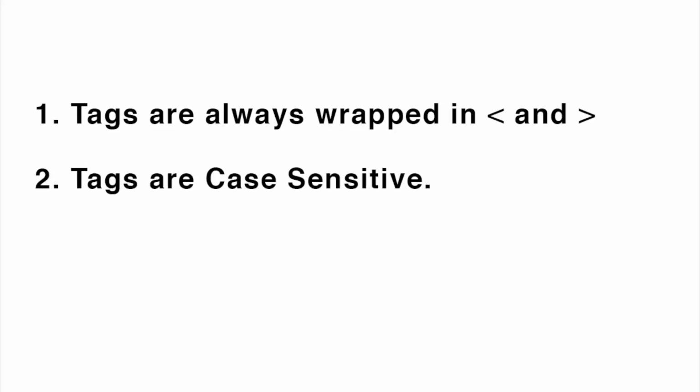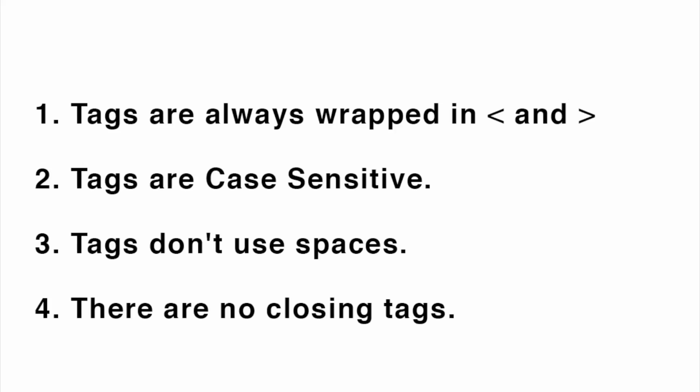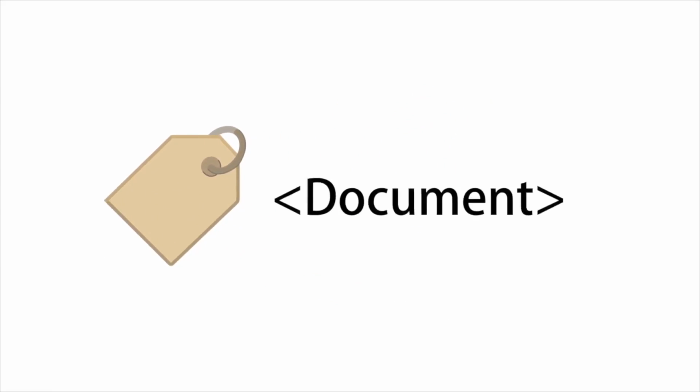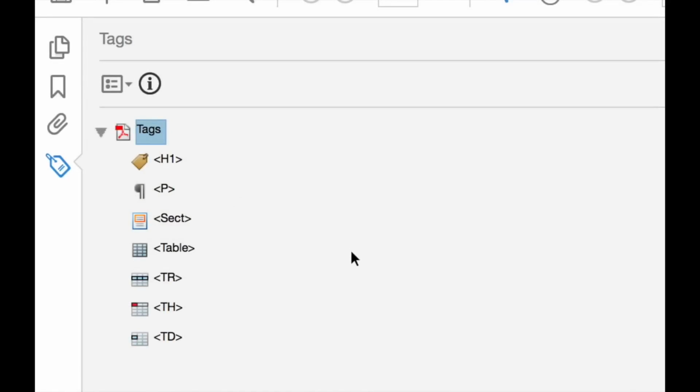Tags are always wrapped in pointy brackets. They are case sensitive. They don't use spaces. And unlike other computer languages, there aren't any closing tags. Any other tag in the document receives a default tag that looks like a sales tag. Tags are used to hold content, and without content, they're known as empty tags. In this example, we've got all the tags that have unique icons here, and none of them have content inside of them.